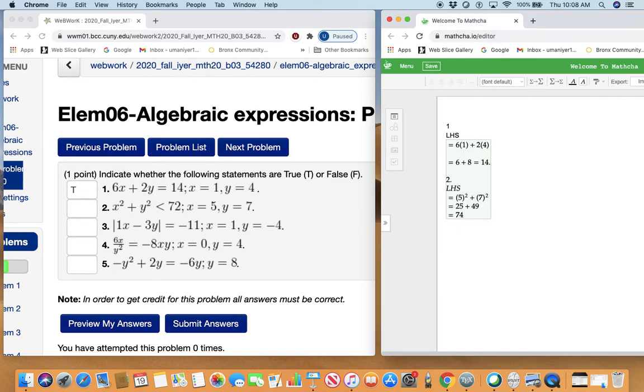All right. Question is this, that symbol means less than. Question is, is 74 less than 72? Answer is no. It is a false statement. 74 is bigger than 72. It is not less than. That symbol represents less than, so it is a false statement. Next.